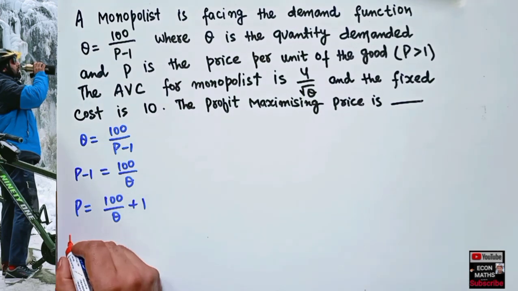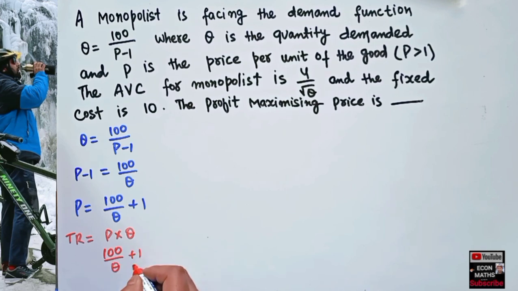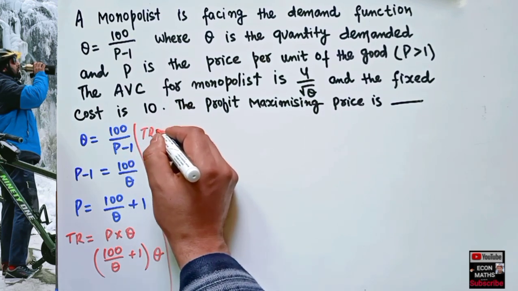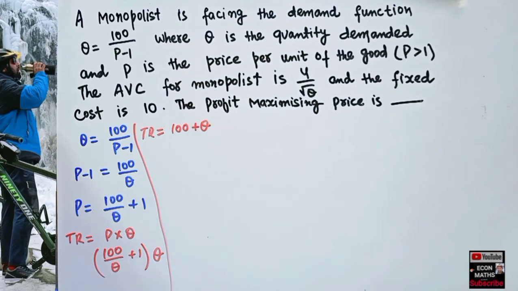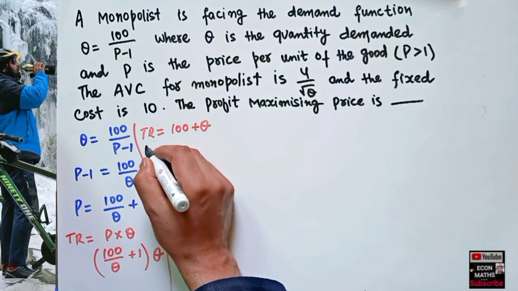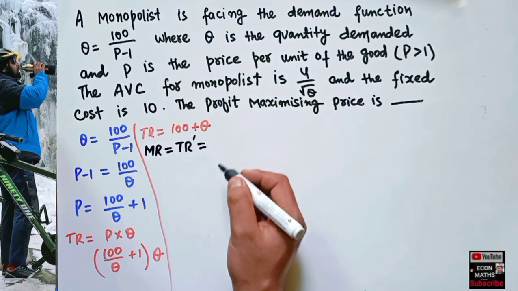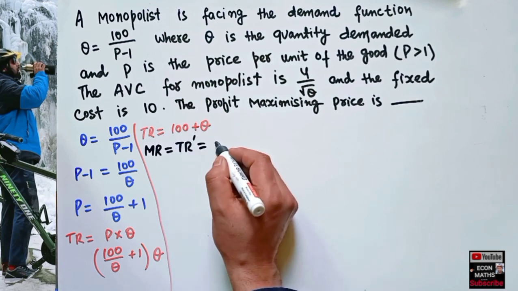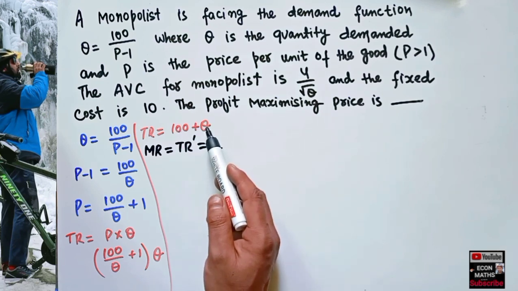Now what is total revenue? Total revenue is equal to price into output. So the price function is 100 upon q plus 1. To this we multiply q, which gives us total revenue equal to 100 plus q. And what is marginal revenue? Marginal revenue is simply the derivative of the total revenue function with respect to output. Let's denote it by TR prime. Taking the derivative of this function gives us 1. That means the derivative of a constant is 0 and the derivative of q is 1.